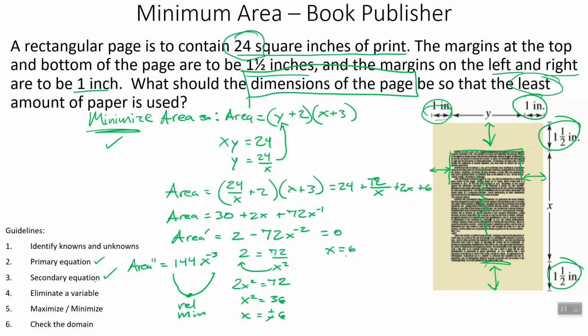So it looks like x is going to be 6, and that tells us that y is 24 over 6, which is 4. But don't forget, we want the full margins of the page, so the page is going to be 6 plus 3, which is 9 inches, by 4 plus 2, which is 6 inches. So those are the dimensions of our page.